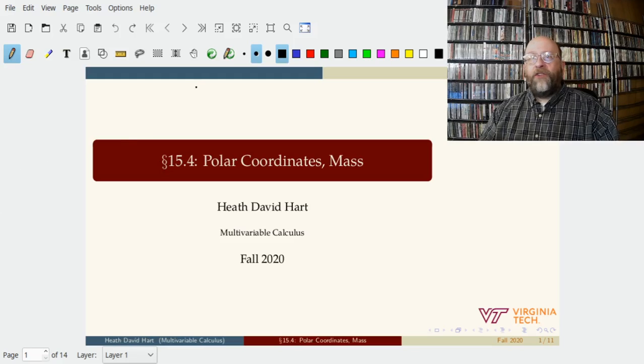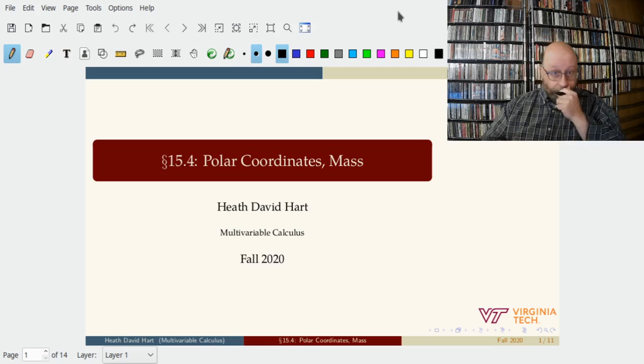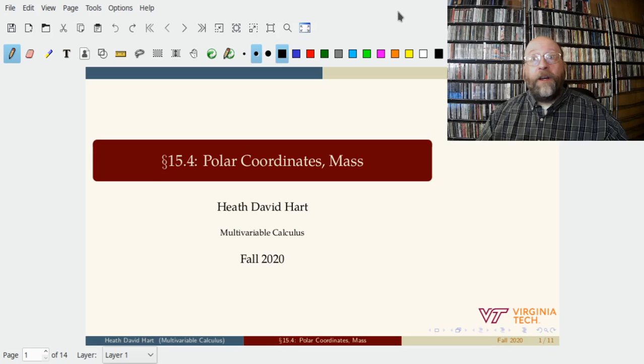That's a section on polar coordinates, and we've already started polar coordinates. We're wrapping up polar coordinates today. We're going to talk a little bit about mass and center of mass today, and then start triple integrals next week. So let's get started.